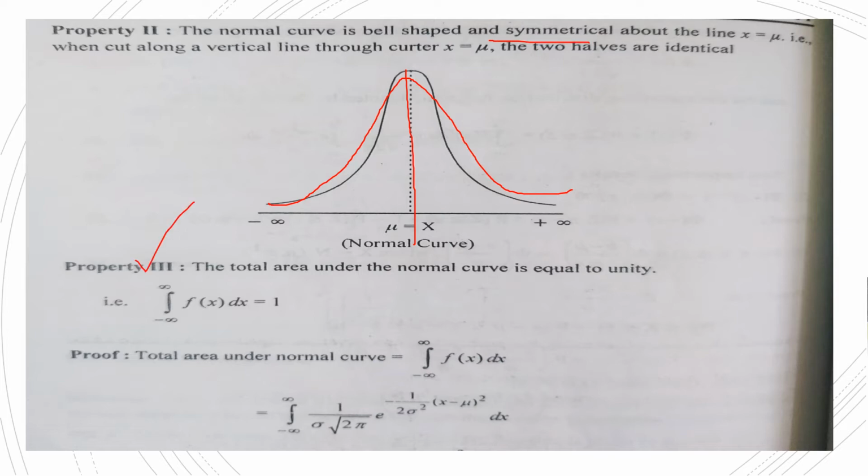Property number 3: total area under the normal curve. We always know that the total integration of a PDF is equal to 1. Now we will show it. We know that the density function for normal distribution is 1 over sigma root 2 pi, e raised to power minus 1 by 2 sigma square, x minus mu whole square. It is the definition of f(x) for the normal distribution.